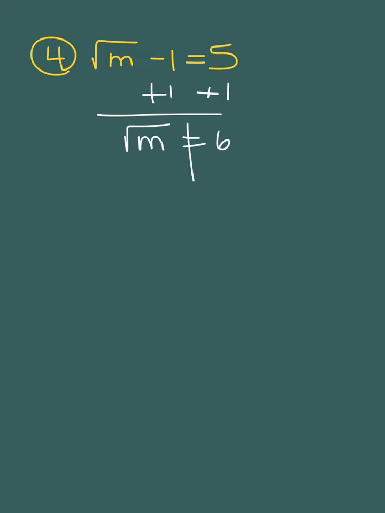There's my wall, and I have that square root isolated. Now I can square both sides. So I have m is equal to 36. Now again, I want to check it. So I go back to my original.